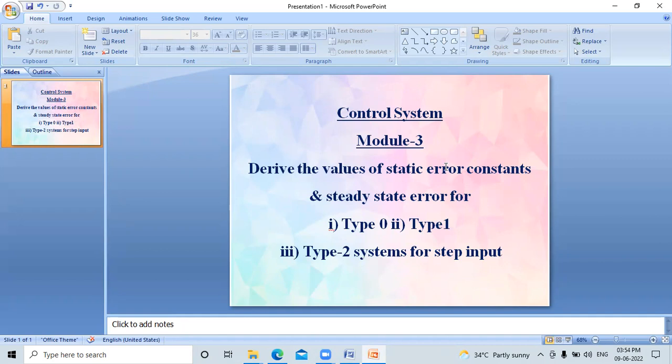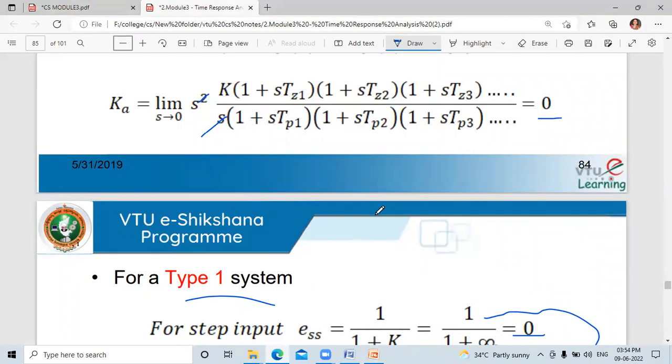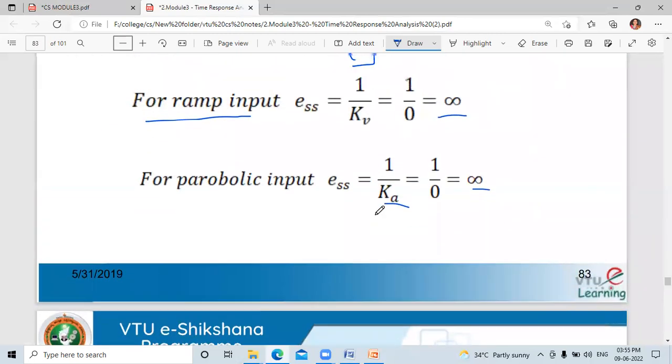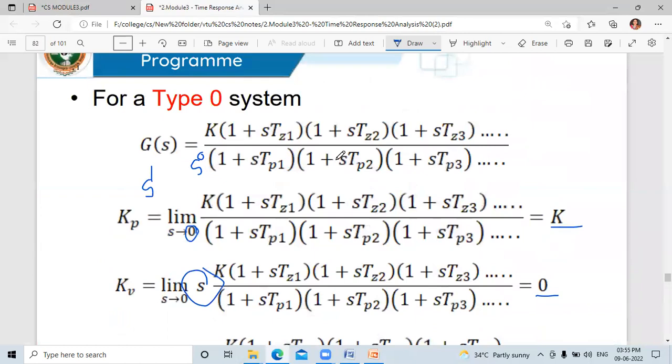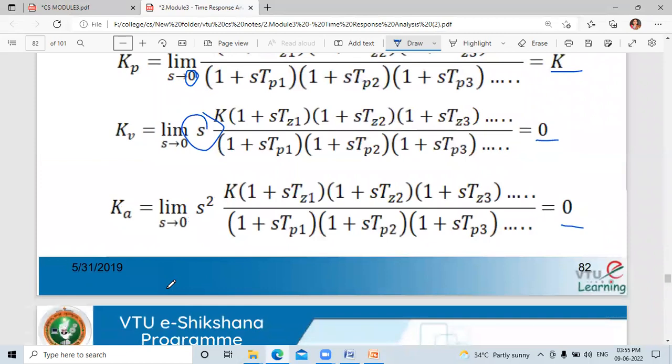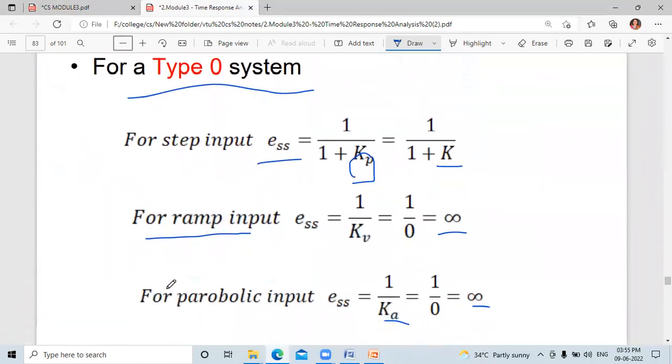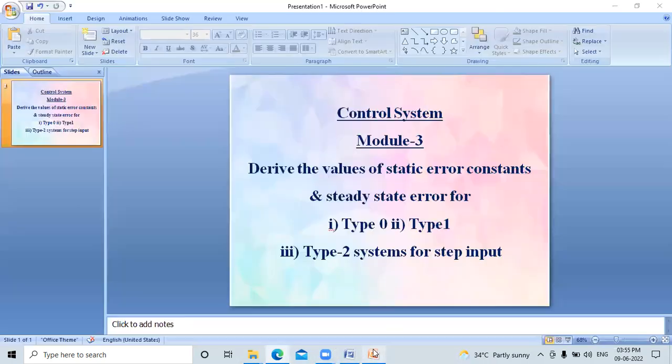Okay, start with type 0. I explained the others now just for introduction purposes. If they ask a question like this, you go directly with the type 0 system. Okay, you can start from here. Okay, type 0. So you can write these things, what g of s and Kp, Kv, Ka are. After finding the values of Kp, Kv, Ka, you substitute them in the steady state error, that is the ESS equation. What is the equation for ESS? For a step input, it is 1 divided by 1 plus Kp, for ramp input, 1 divided by Kv, and for parabolic input, 1 divided by Ka.